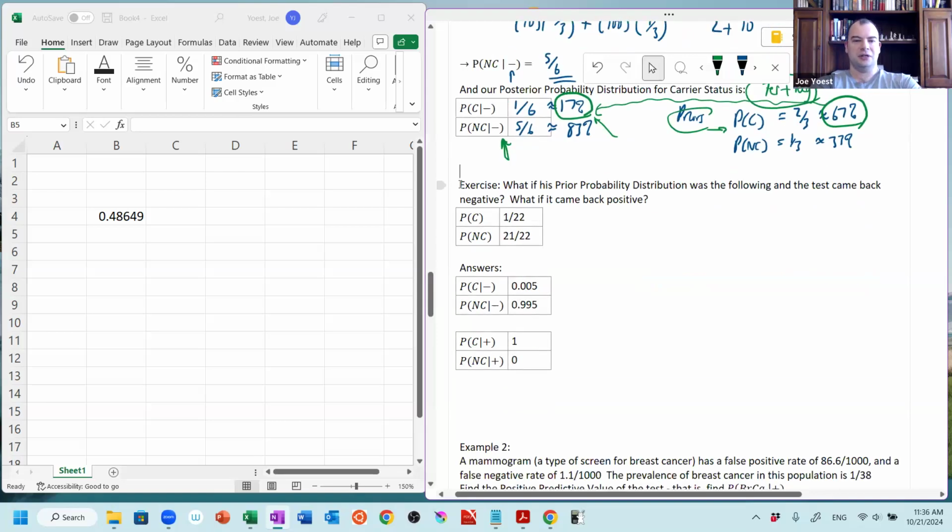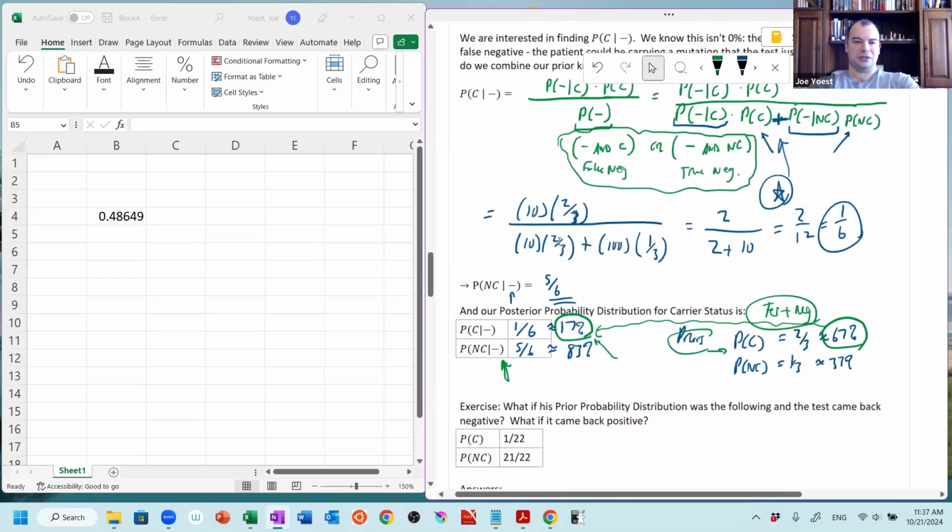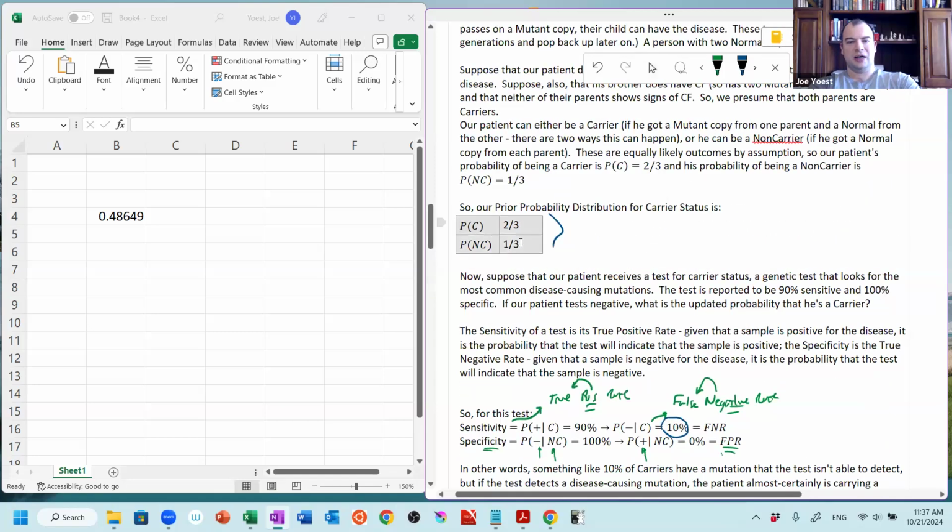Okay, so here's an interesting exercise. What if the prior probability distribution was probability of a carrier is 1 in 22 and probability of non-carrier is 21 out of 22? For CFTR mutations, this is about the carrier status of people of European descent, for having some kind of a CFTR mutation. So about 1 in 22. So if instead, maybe his brother doesn't have CF, nobody in his immediate family, siblings, parents, whatever, have CF.